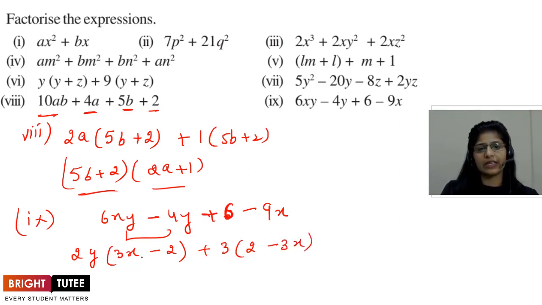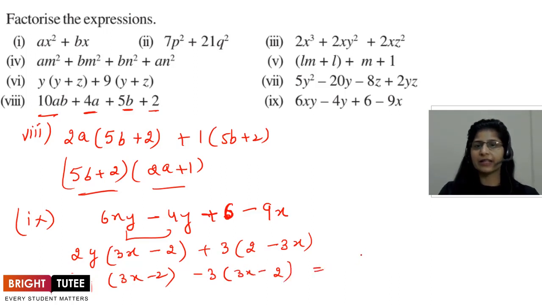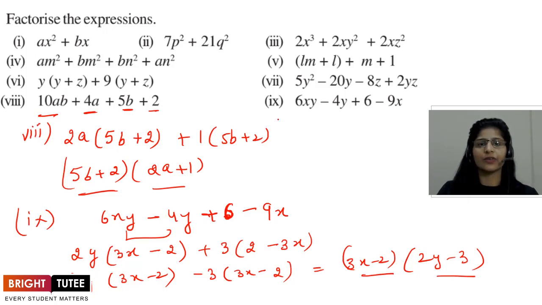But you see it is 2 minus 3x, it is 3x minus 2. So instead of plus 3, we could have taken minus 3 common. Now you can take minus common, you will get minus 3. So 2 will become minus and 3x will become plus. Clear? By taking the negative sign outside. So 3x minus 2 is common in the complete expression, and 2y minus 3. So these are the two factors that are there for question number 9.